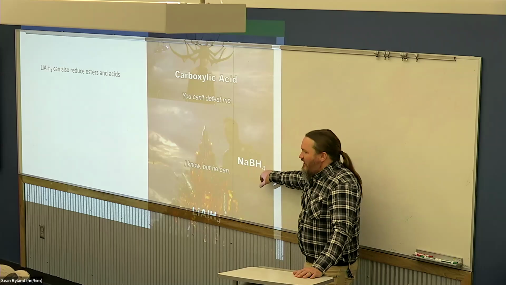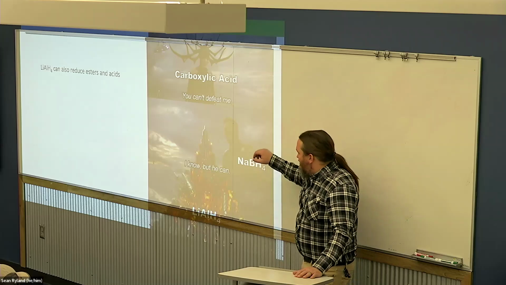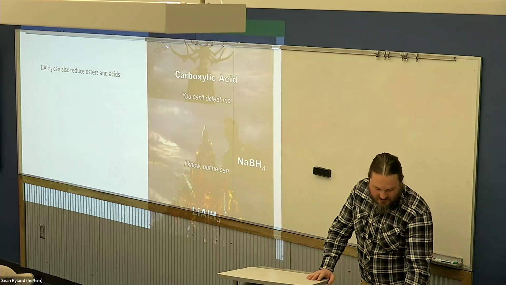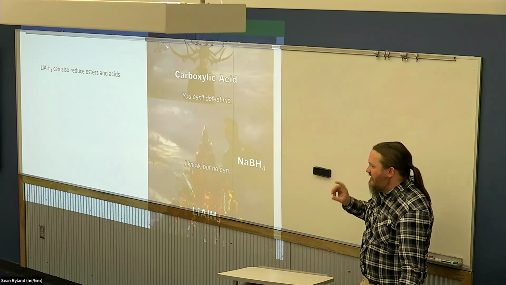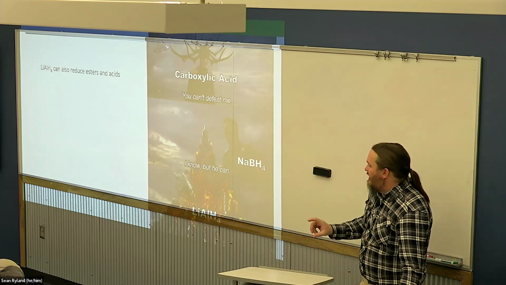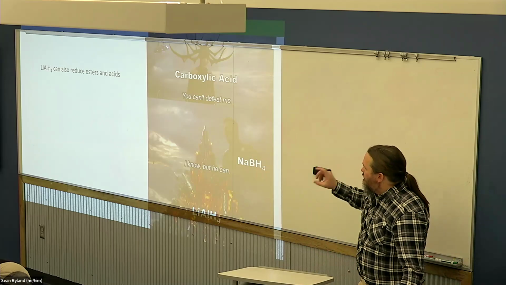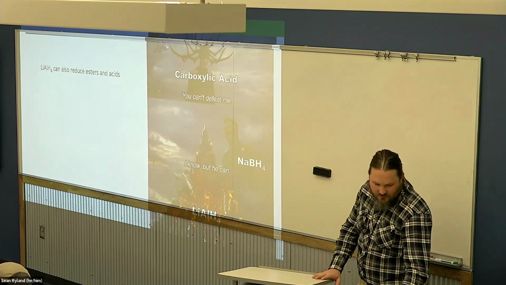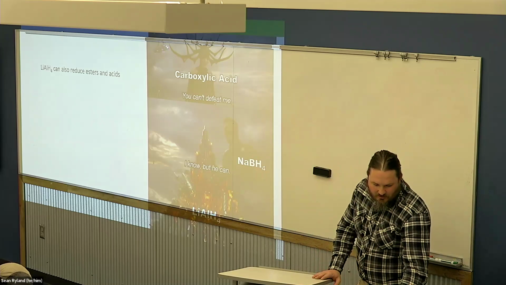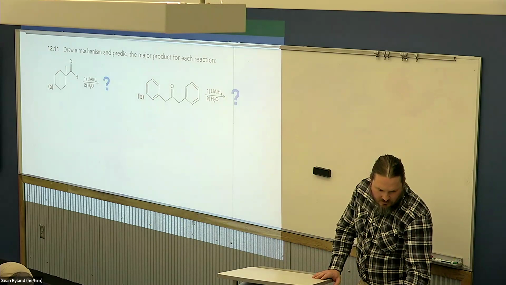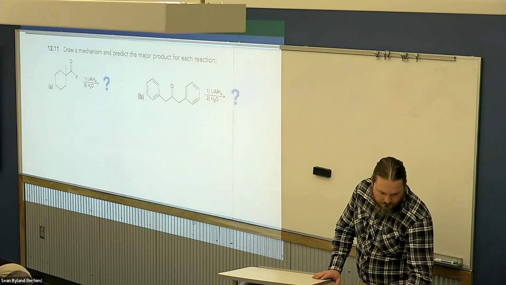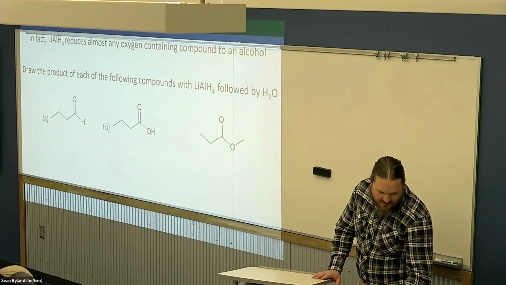Right, so sodium borohydride is not great for reducing carboxylic acids. It's really handy because it's not super reactive, so it's really easy if all you need to do is reduce an aldehyde or a ketone. But if you need to reduce an acid derivative, then you use lithium aluminum hydride. But I'm gonna come back to this slide in a second.